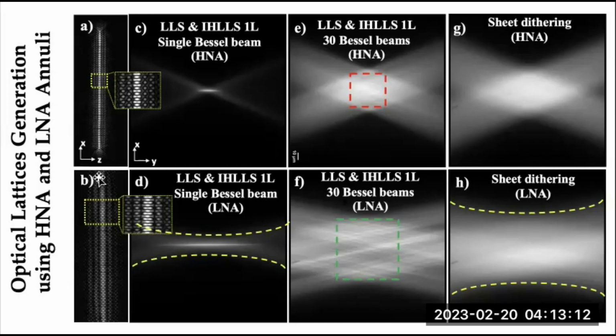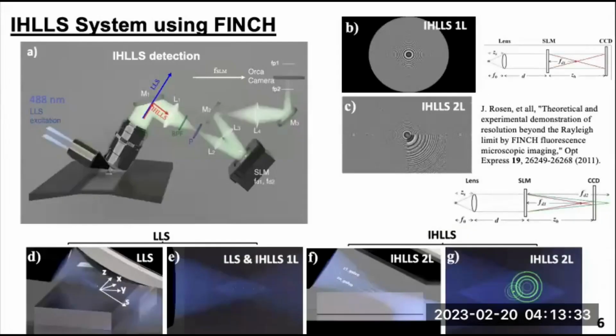We can see that the lower numerical aperture beam has a Gaussian-like shape. The sheet is dithered in the X direction with a galvo mirror to create a uniform light sheet. The lattice light sheet with incoherent detection and the Finch approach overcomes the limitation of moving the detection objective or the sample stage, and also the limitation of having that small field of view.